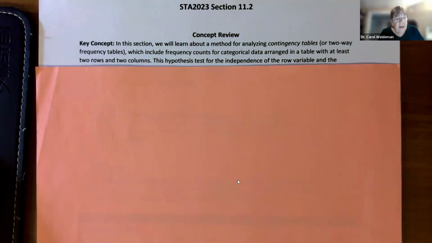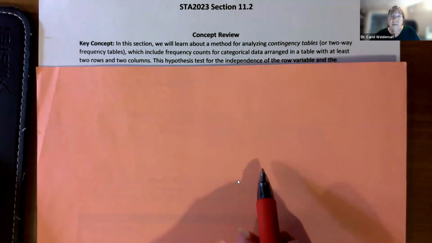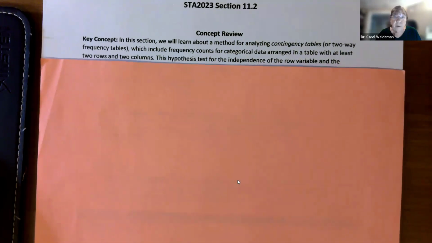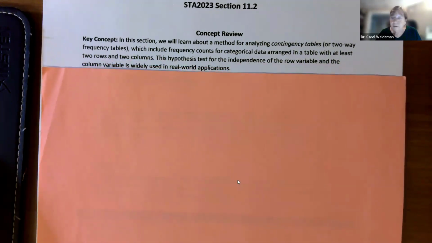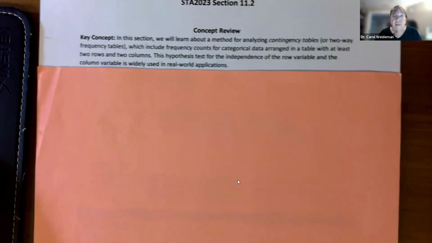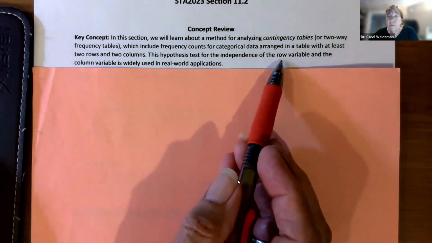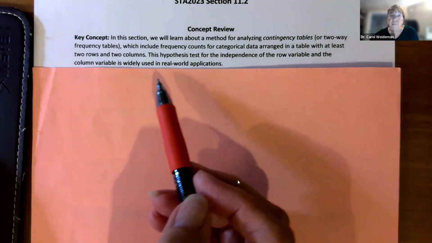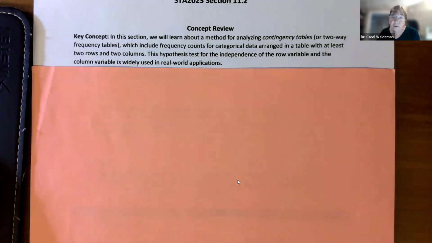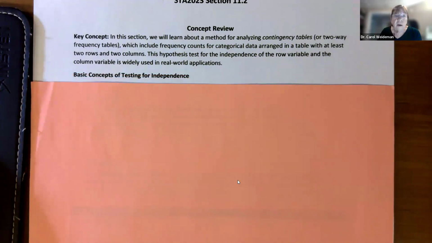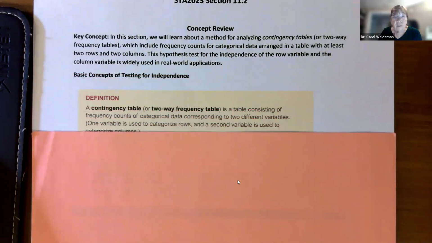And we're going to look at contingency tables, which we've actually seen before when we did probability, especially when we did conditional probability. We had tables, contingency tables of data, two-way tables, where we have frequency counts for the data. And we have at least 2 rows and 2 columns. And we're going to do a hypothesis test here on the independence of the row variable and the column variable. And you see this used very, very frequently in journal articles. It's called a test for independence of the variables.